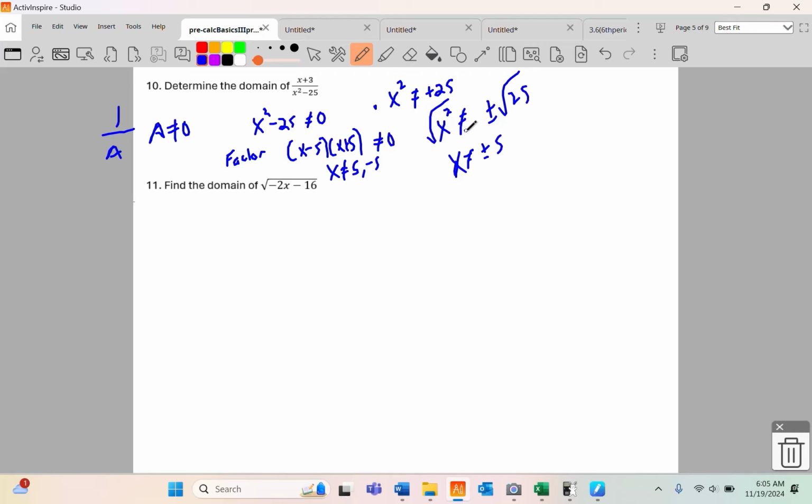All right, find the square root. Smallest number you can take the square root of is 0. So the square root of anything, whatever's inside, has to be greater than or equal to 0. We're just going to set negative 2x minus 16 to be greater than or equal to 0. We're going to add 16. So now negative 2x is greater than or equal to positive 16. We're going to divide by the negative symbol. So x is less than or equal to negative 8 because I divided by negative. Notice the symbol changed. Less than or equal to negative 8.